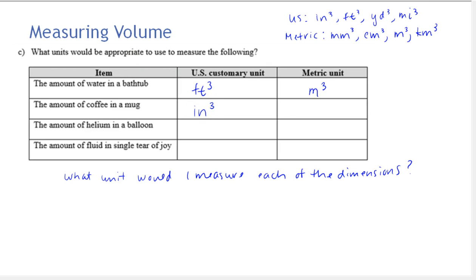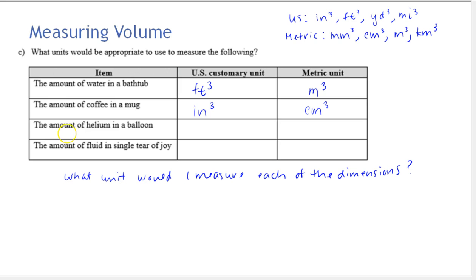For the metric, we'd have to choose between millimeters cubed and centimeters cubed. There's 10 millimeters in a centimeter. So I think centimeters would be more appropriate because they're about half the size approximately of an inch, so I think that would be a better measurement. Millimeters are really for things that are very small.